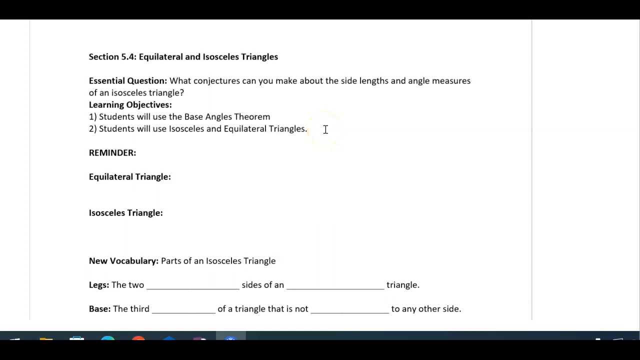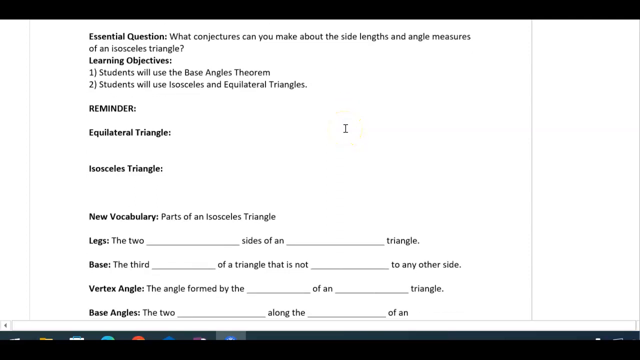All right, guys, so this is the video for section 5.4, so get your 5.4 notes out, and I'm just going to lecture on this like I would any other lecture in class. In section 5.4, we're going to talk about equilateral and isosceles triangles and some of the properties that they hold.